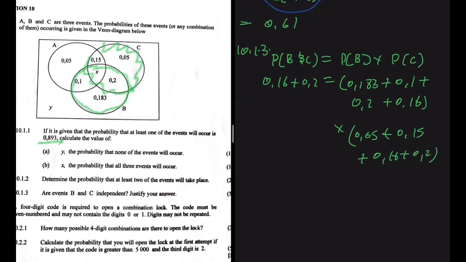So 0.16 plus 0.2 will be 0.36, and it will be equal to 0.36008, and we can see that 0.36 is approximately 0.36008, right? So we can conclude that events B and C are independent of each other because they satisfy this definition here.